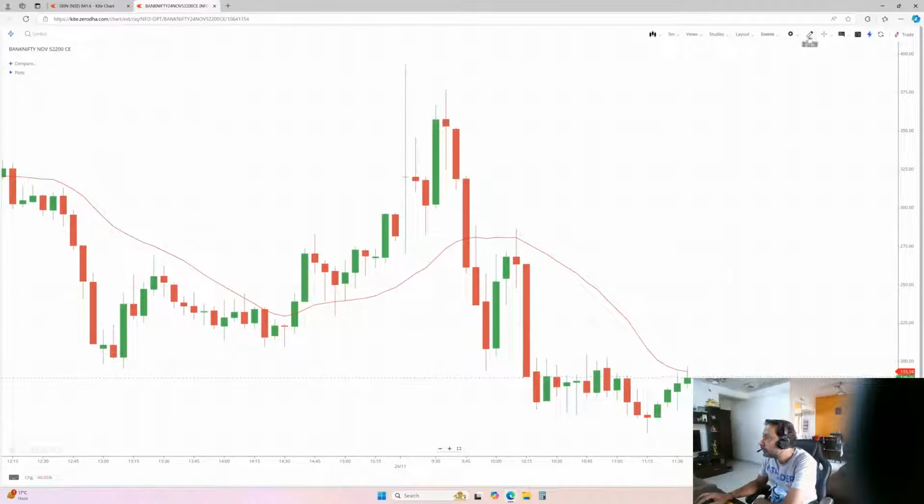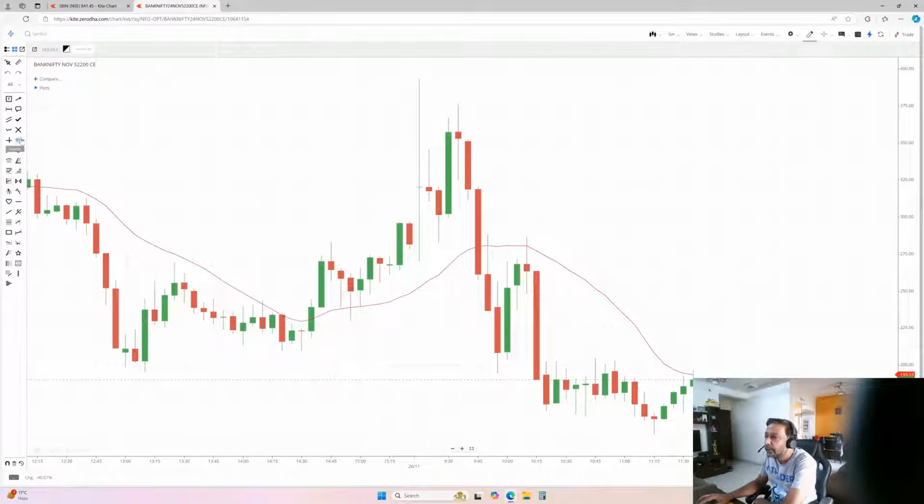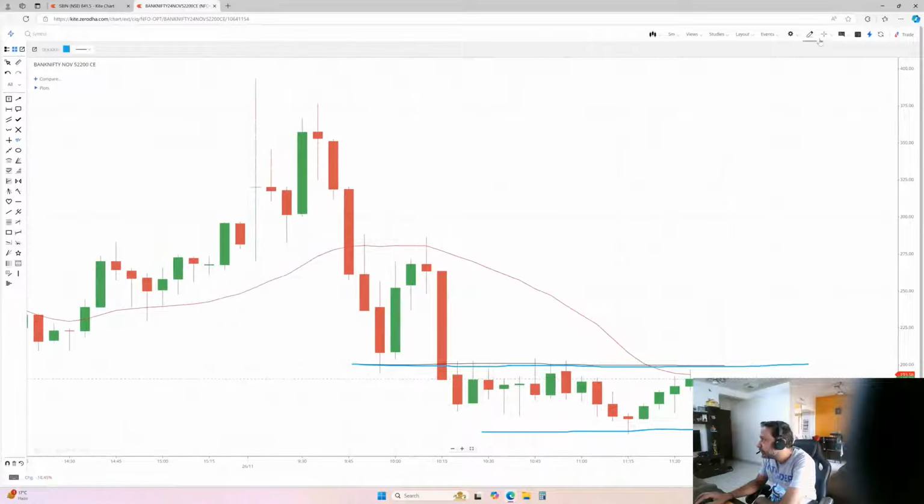Currently I have added this 52,200 call option, which is near OTM. If we analyze this chart, it is currently taking resistance. Just a moment. If we analyze this chart, it is taking resistance from this 200, and it has made a low of around 155 or 150, you can say. So exactly, let me check.